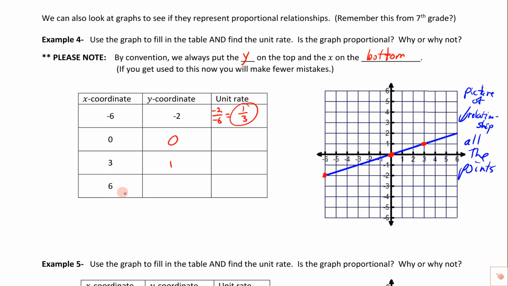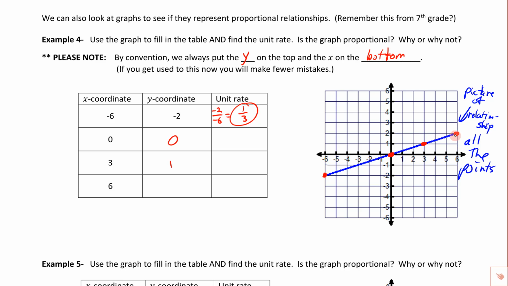And then the last one says 6 comma whatever the y coordinate is. Again, we're going to go over to 6 on the x-axis because they gave us the x coordinate. And then we're going to figure out where the line is. Well, the line's not down here, the line is up here. So I'm going to put a dot right there and let's figure out what that coordinate is. Again, we're over 6 to the right on the x-axis, and then we're going to go up on the y-axis that far.